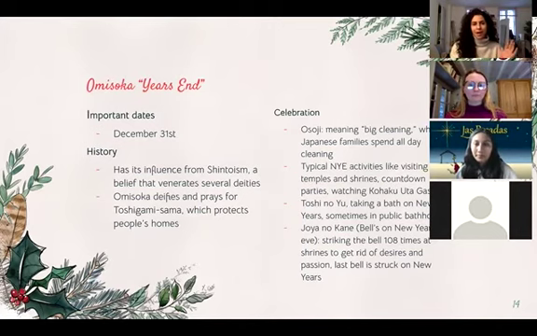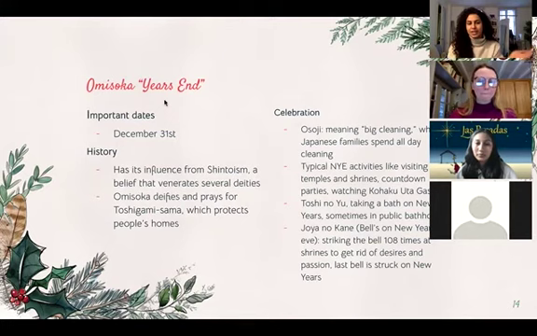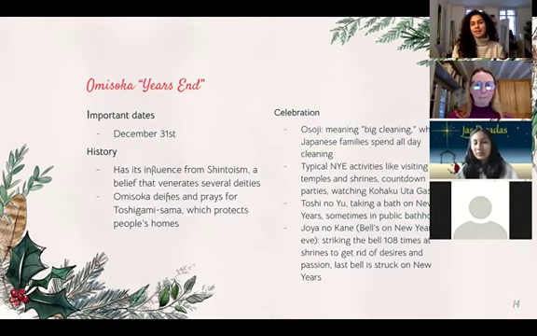A little bit about Omisoka, which just means year's end. It has its influence in Shintoism. For those of you who don't know what Shintoism is, it's a polytheistic religion. So unlike Islam or Christianity or even Judaism, this kind of religion celebrates multiple gods instead of one. Omisoka specifically deifies and praises one of these gods, called Toshigami-sama, who protects people's homes.